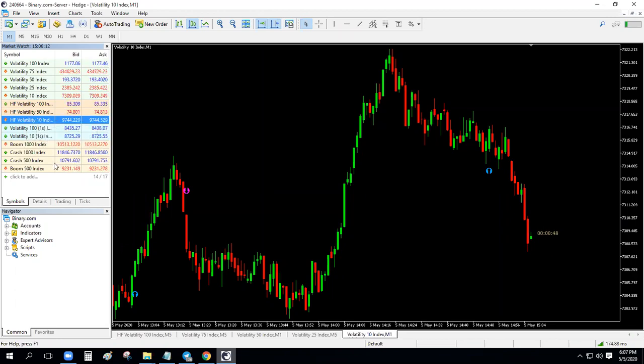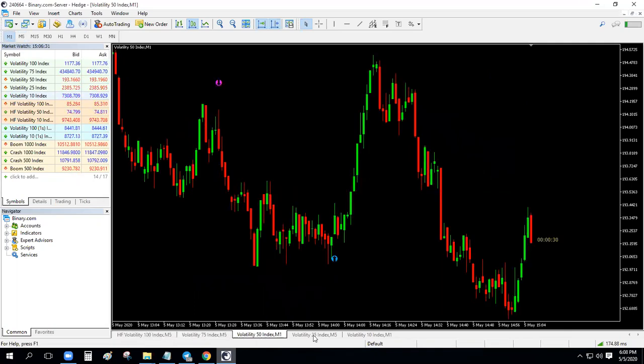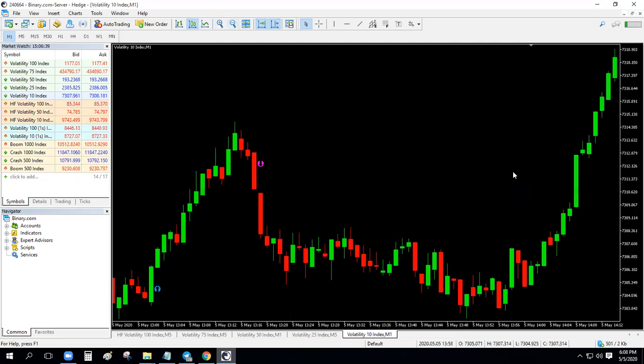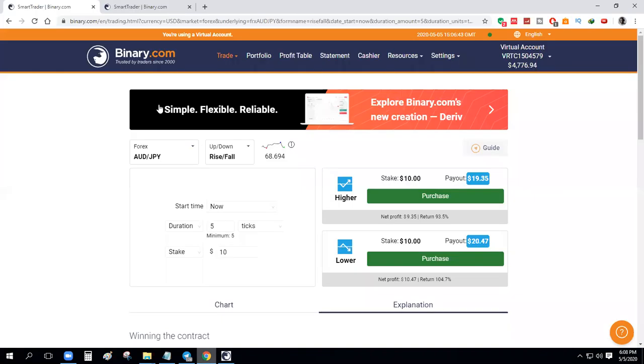So our focus will be on trading the volatility 100, 75, 50, volatility 25 index, and the volatility 10 index. At the bottom here, you can see I have the 100 on a 5-minute chart, the 75, the 50, the 25, and the volatility 10 index. So we do our analysis from this chart, from MetaTrader 5. Once we have a signal, we proceed to the web browser to take a trade.